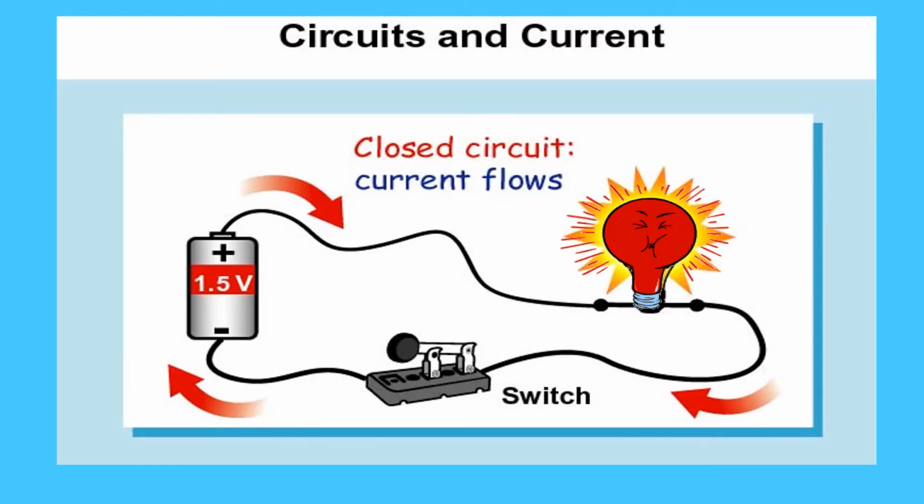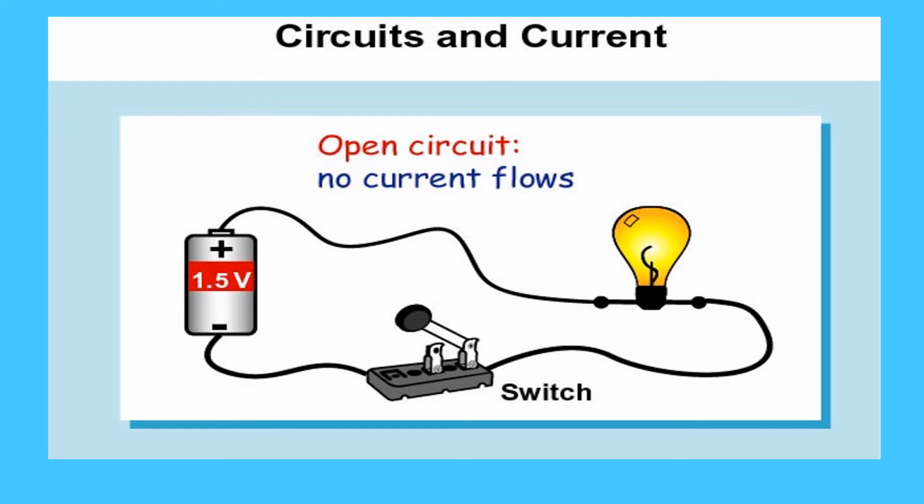The figure below shows a closed circuit. In other words, the switch is closed, so the current flows through the circuit. And the figure below shows an open circuit. The switch is open, so no current flows through the circuit.